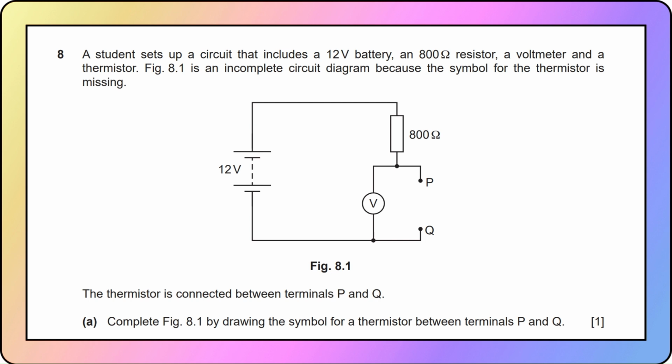Part A says to complete figure 8.1 by drawing the symbol for a thermistor between terminals P and Q. Alright, this is a rather easy question. All we have to do is draw the symbol of a thermistor on the diagram, just like this.